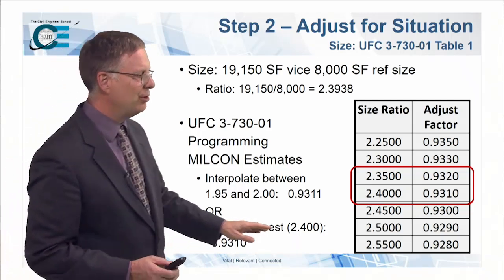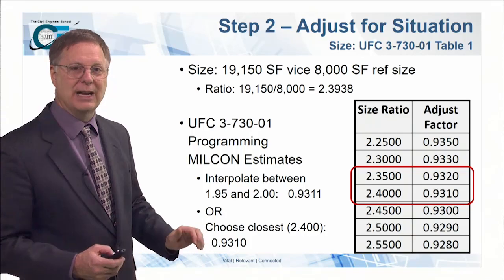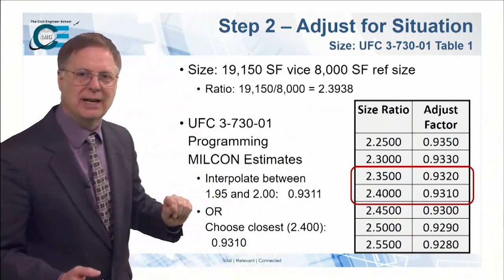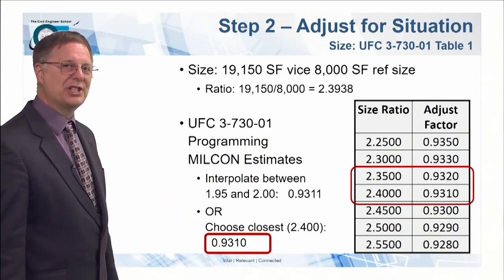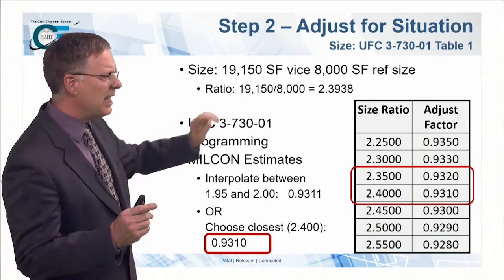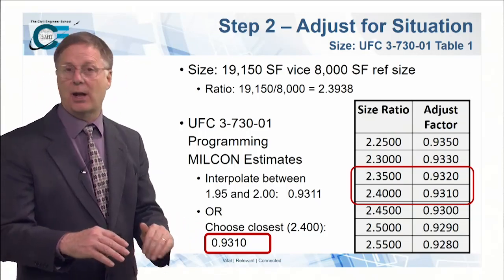We're just going to use 2.4. So the number we're going to use for this example is 0.9310. So it's obviously closest to this one. You're going to use 0.9310. That's your size adjustment. So that should, by the way, make sense. I'm building over twice the size. My price should go down. Not a lot, but it's going to go down some.